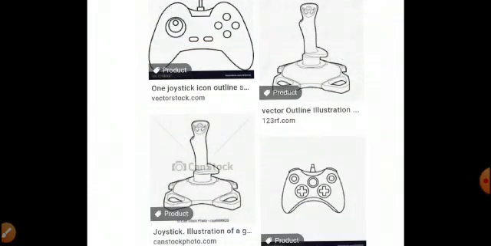Then, this is the joystick. It is used to play games on the computer. It detects movements in two directions. It has a stick to give signals.